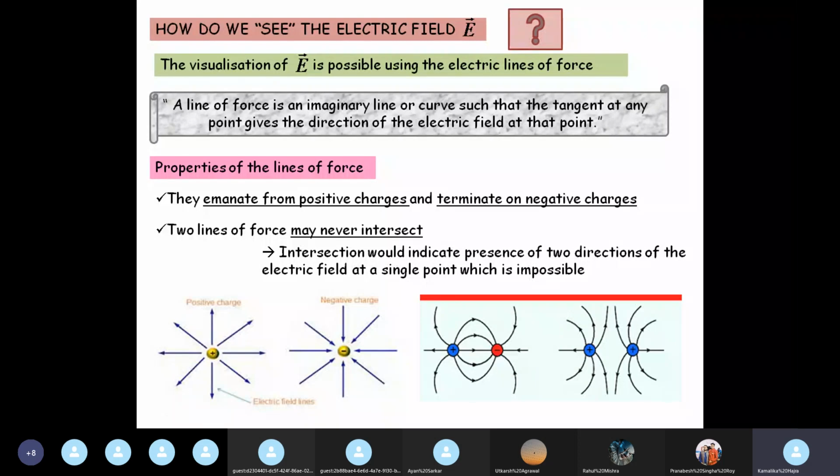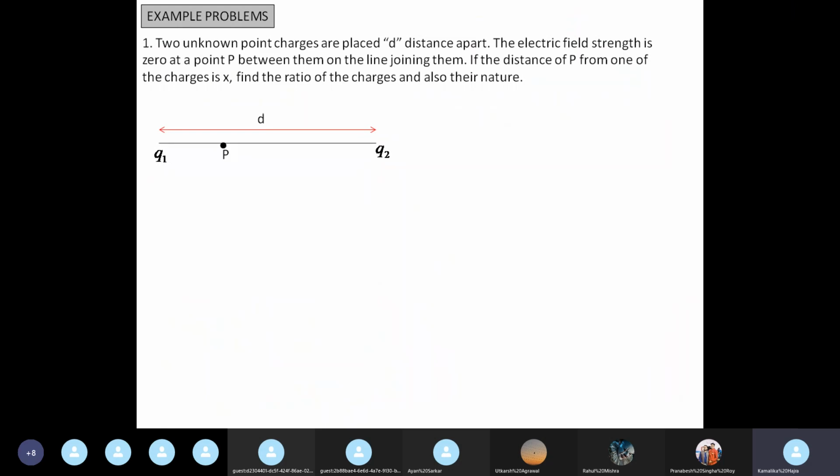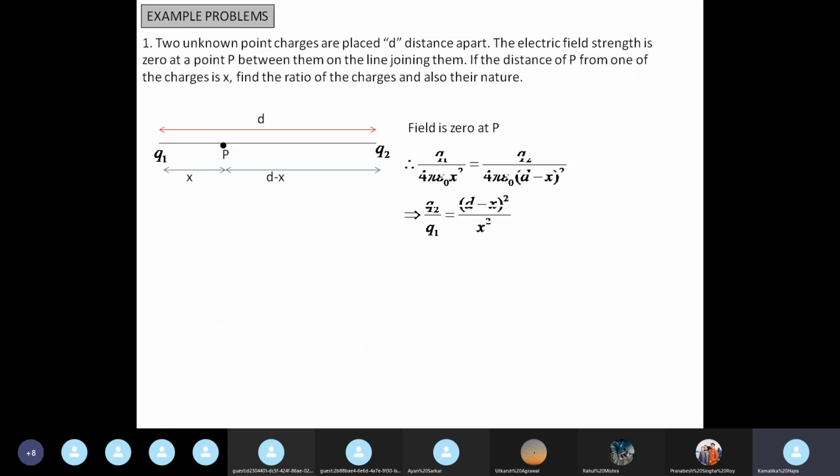So that neutral point is where the fields due to the two charges are equal to each other, which is why we have equated the expressions of the two fields. Clear?